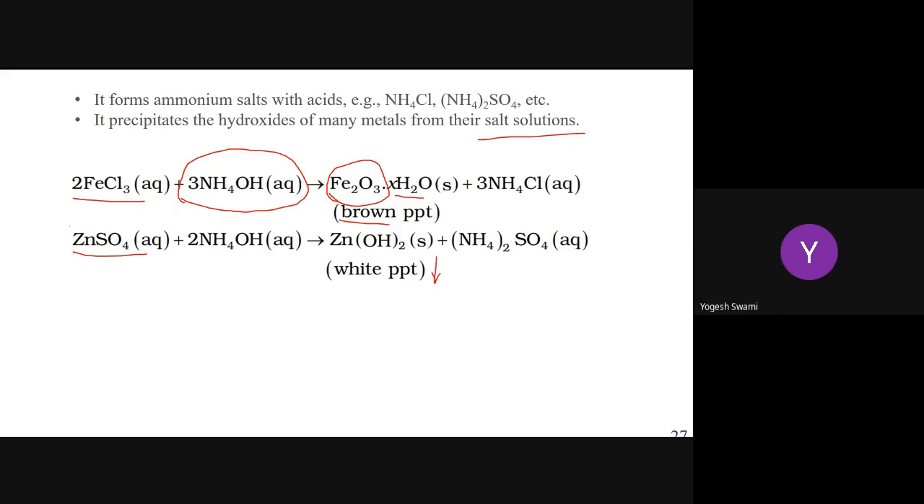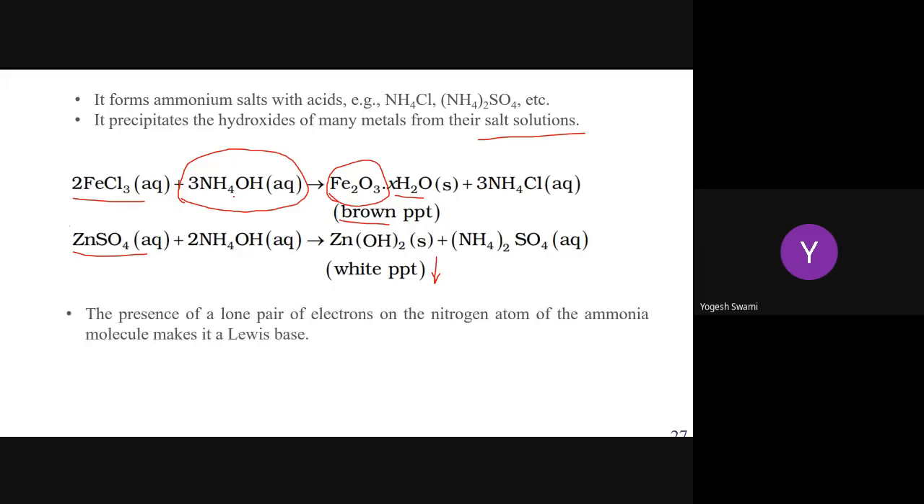These reactions are very much helpful in qualitative analysis, when we analyze for a cation and anion in a given salt mixture. When we start the practical, we will see how these reactions are carried out. How is this brown color PPT formed, how is the white color PPT formed, what is the reason. These are the characteristic properties. If a brown color PPT is formed with ammonium hydroxide, that means that salt should contain ferric ion. A white color PPT formed with ammonium hydroxide is a clear indication that the zinc ion is present in solution.